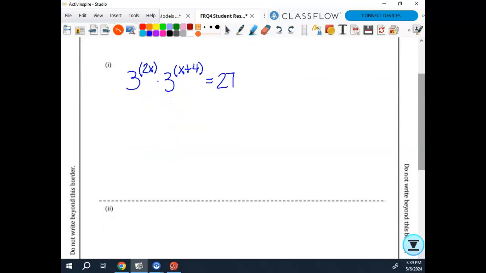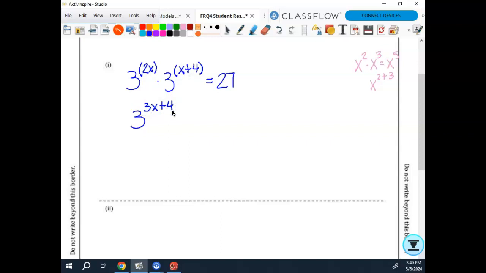And I know for a fact, if I asked you x squared times x cubed, you would all be able to tell me it is x to the 5th. It is not x to the 6th. That is because that is x to the 2 plus 3 power, because you add the exponents when you multiply. So here, we are multiplying these. The base is still 3. You add the exponents. So 2x plus x is 3x plus 4.